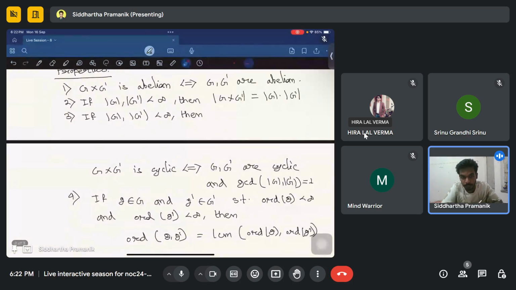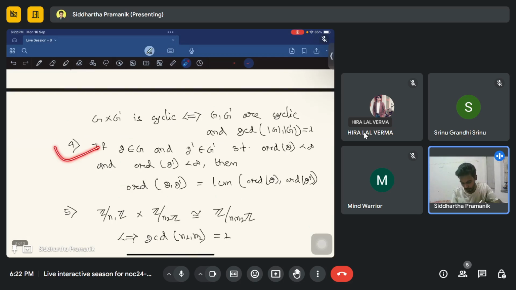Third one is, if both the groups are of finite order, then their Cartesian product is cyclic if and only if both G and G prime are cyclic and their orders are relatively prime. And the fourth one is about the computing of order of an element in the product group.